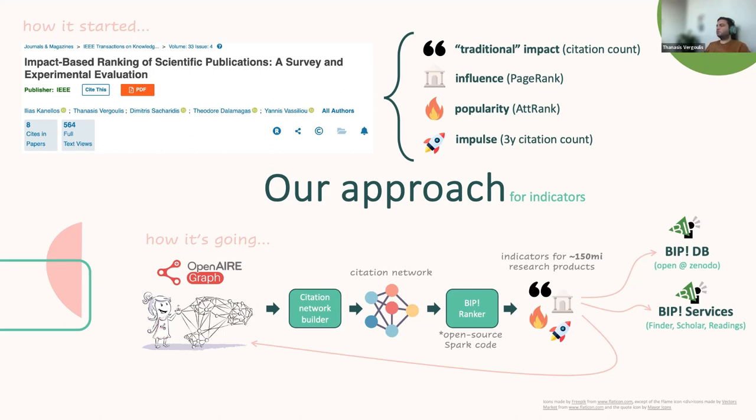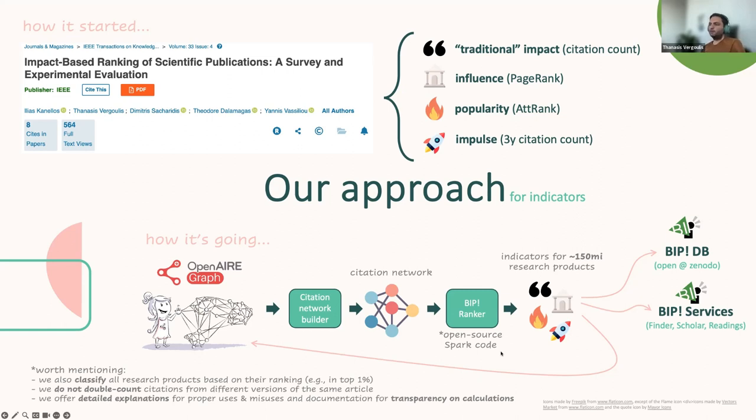And then on this citation network, we have some distributed code written in Apache Spark that is calculating these four indicators that I mentioned. And we are then publishing them on Zenodo as an open data set. It is called BIP DB. We are also using them to create some added value services to provide to our users. One of them is BIP Scholar that I'm going to mention today. And of course, we're giving back the data to the OpenAIRE graph. We include them so everyone that wants to use the OpenAIRE graph data also has access to these indicators.